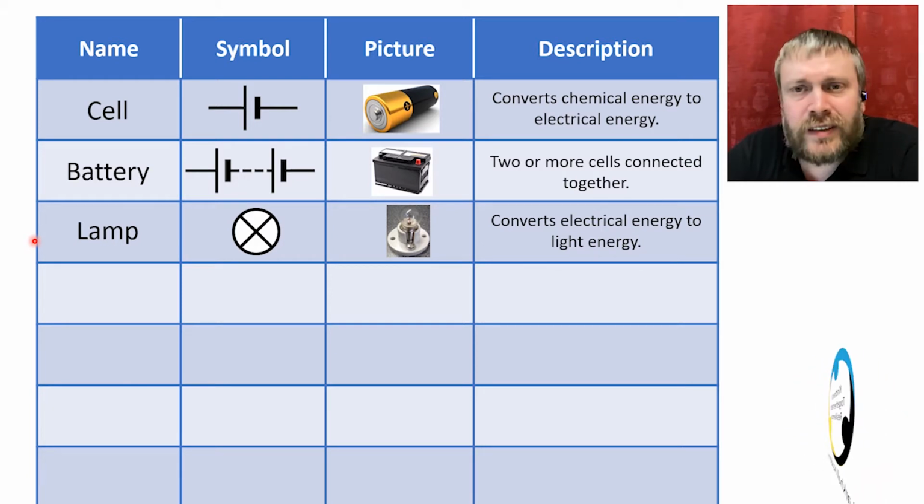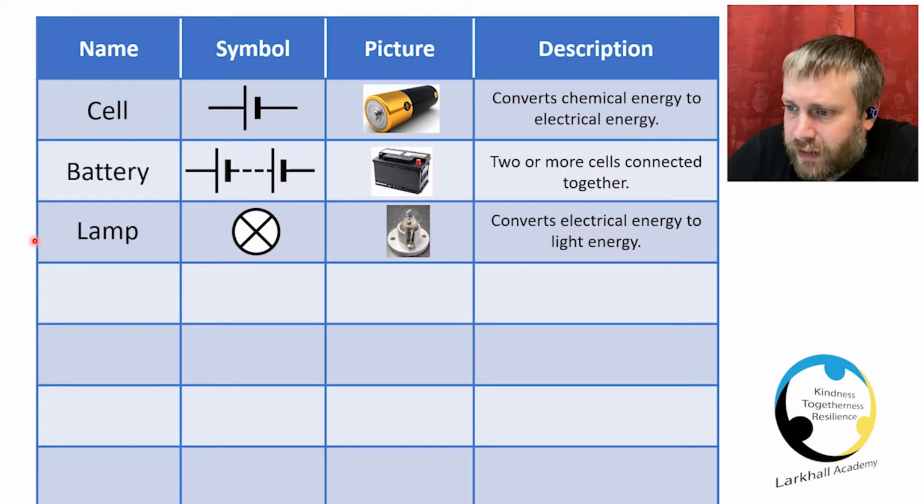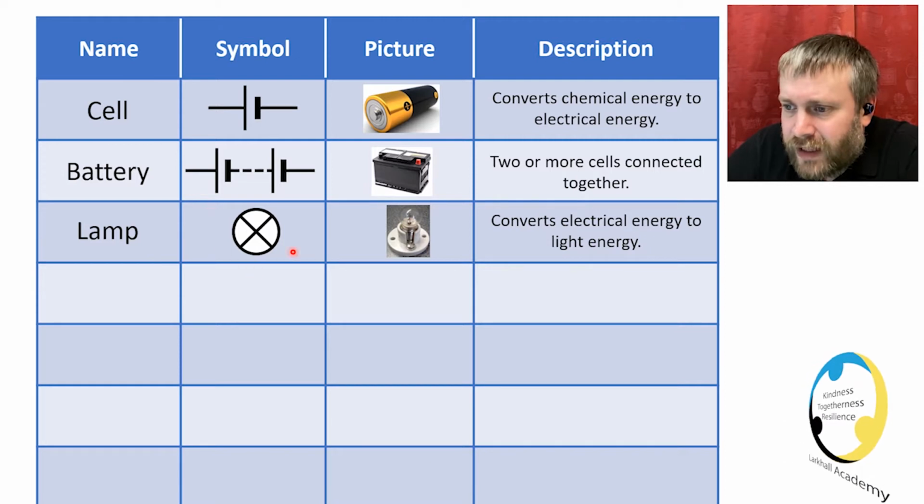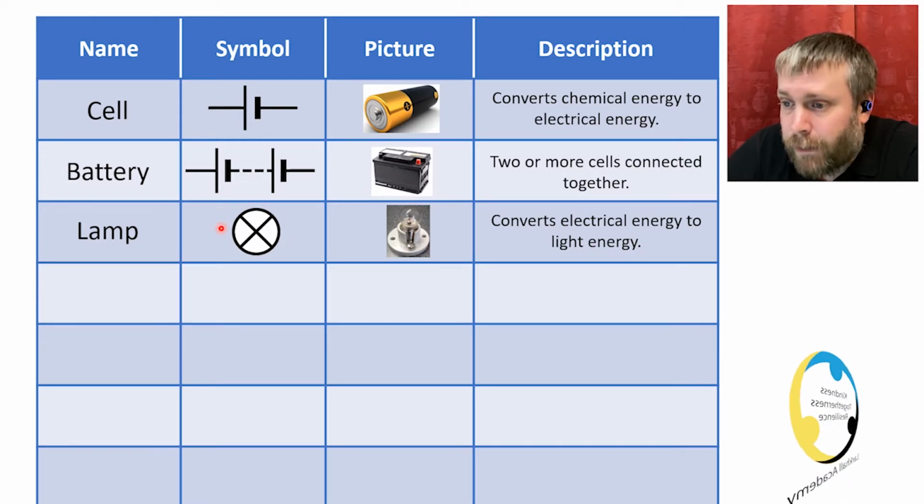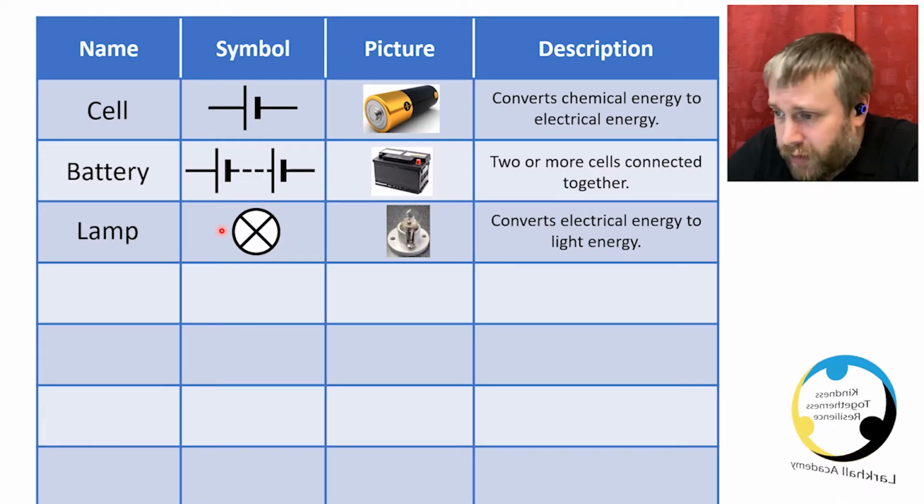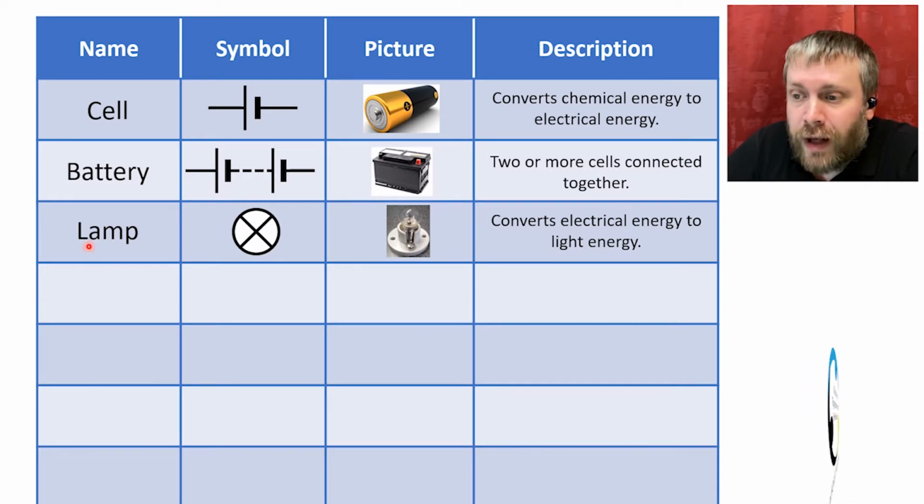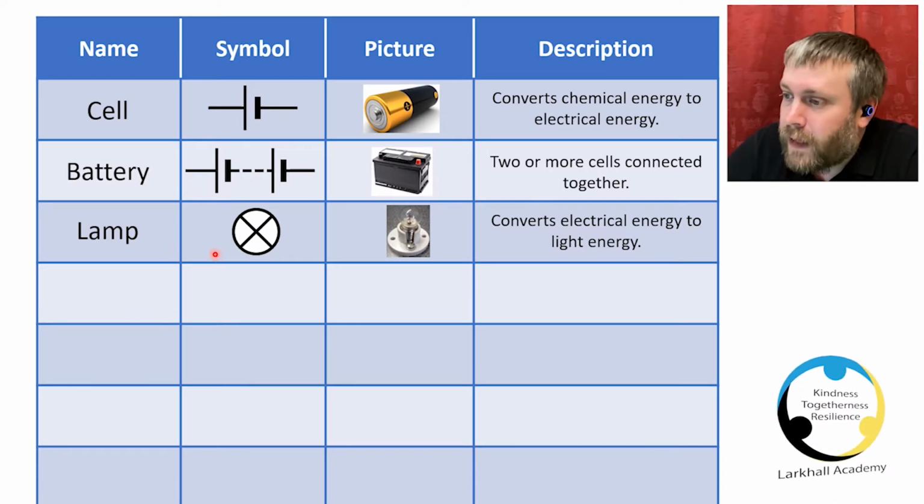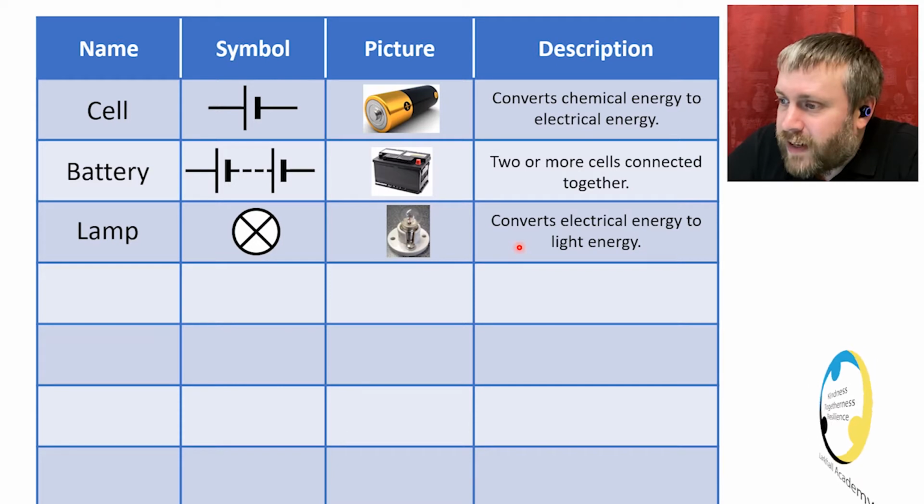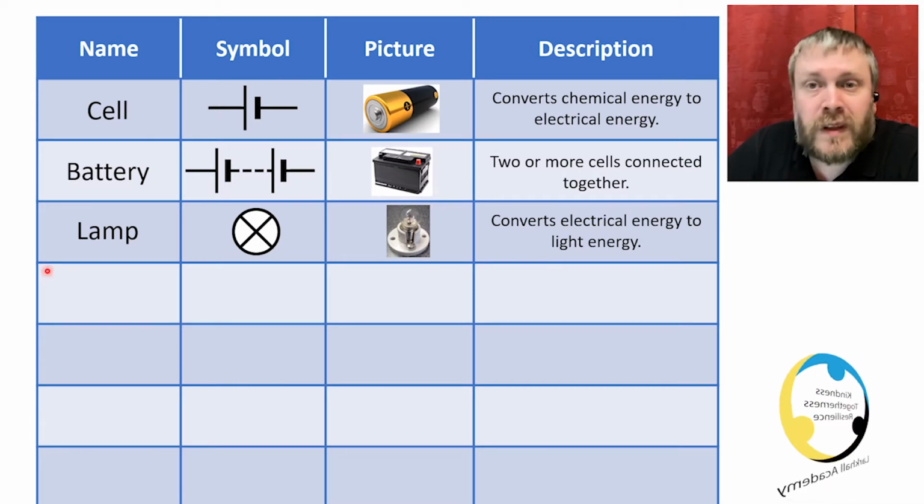Now, a bulb actually has a different circuit symbol, which is why I'm saying it's technically wrong. So this circuit symbol is specifically for a lamp rather than a bulb. So don't call it a bulb. I know I'm saying bulb a lot here, but don't call it a bulb, call it a lamp, and you'll be absolutely fine. Lamps convert electrical energy into light energy. It's as simple as that.